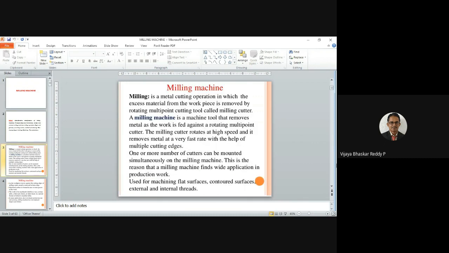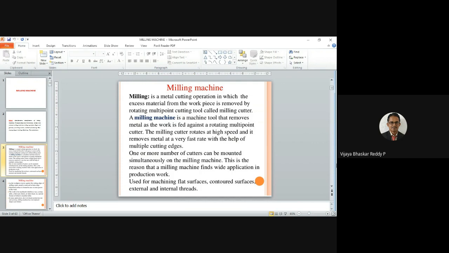And what is a milling machine? It is a metal cutting operation in which the excess material from the workpiece is removed by a rotating multi-point cutting tool called a milling cutter. Earlier we discussed the lathe machine, where the workpiece is revolved and the tool moves parallel and perpendicular to the workpiece, which we call feed and depth of cut. But here the milling cutter is fixed on the spindle, which we call the arbor, the tool holding part, and the workpiece is placed on the work table, right?